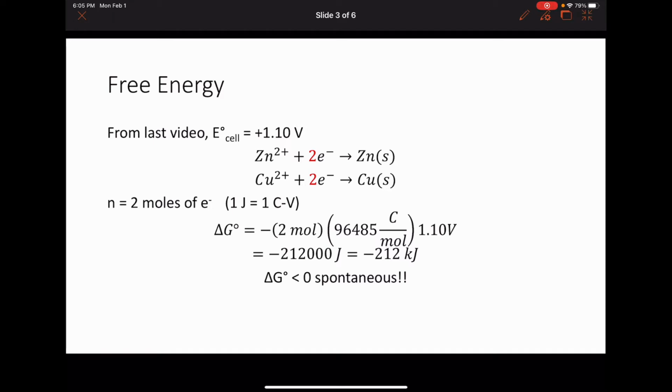Now remember, if we have a delta G, we can calculate a K, which also tells us whether something favors products or reactants. So if we rearrange, delta G is equal to minus RT natural log of K, so K is the exponential of a negative fraction. It's hard to see. We have 212,000 over 8.314 as our R times 298, assuming room temperature. And that gives us an extremely large equilibrium constant of 1.45 times 10 to the 37.